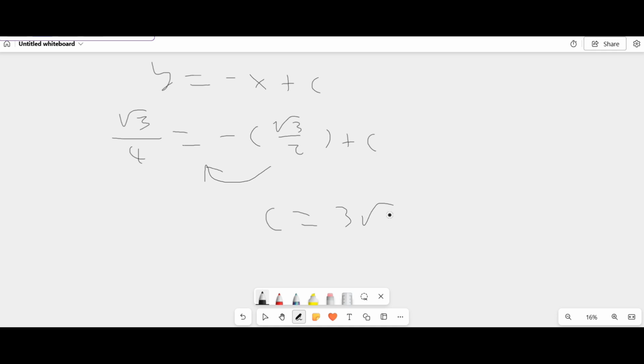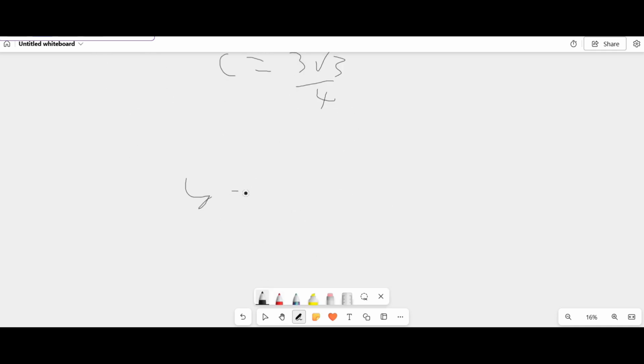It either says root 2 or root 3. Root 3 over 4, yeah? So therefore the equation of the tangent is y is equal to negative x plus 3 root 3 over 4, yeah?